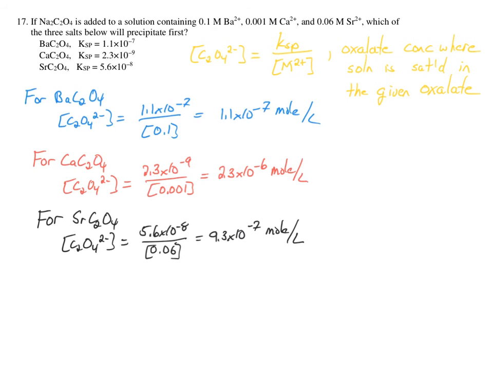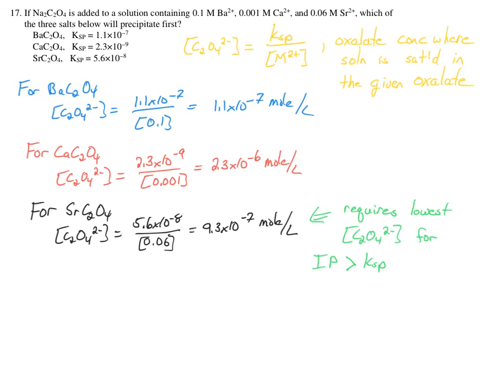All right, and here we've solved for those relevant oxalate ion concentrations. So the correct answer is strontium oxalate. It's going to require the lowest oxalate ion concentration for the ion product to exceed KSP and therefore cause precipitation.